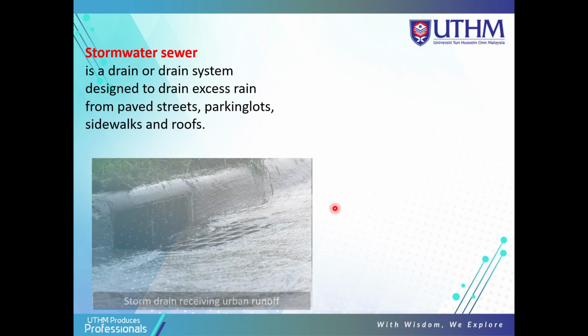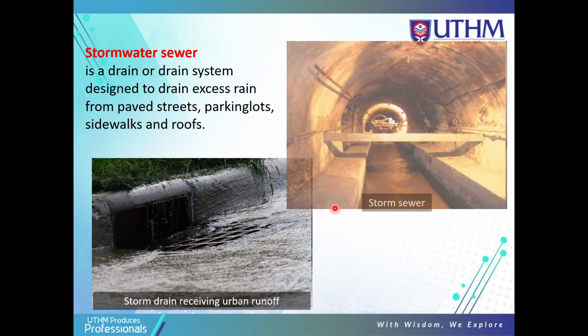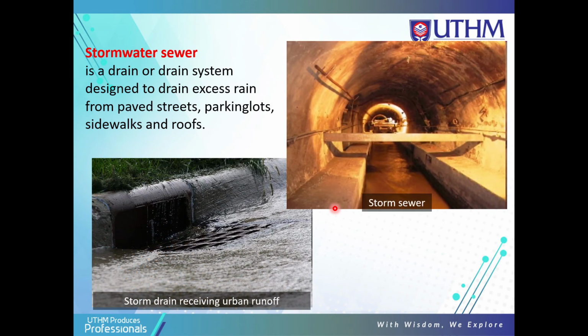A stormwater sewer is a drain or drain system designed to drain excess rain from paved streets, parking lots, sidewalks, and roofs. So this is called a storm drain receiving urban runoff. It's called a gutter. Parking lot and access for the rain.